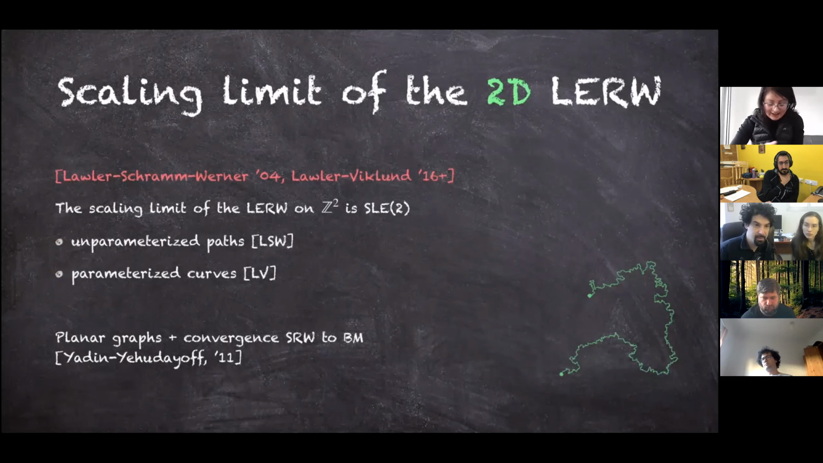And I think Ariel Yadin is around, and also with Yehuda Yov, they proved that not only for Z^2, but you can prove this converges for planar graphs as long as the simple random walk converges to Brownian motion, which is a natural assumption. So if you already have that the simple random walk in the scaling limit converges to Brownian motion for any planar graph, there is this universality that the scaling limit of the loop-erased random walk is SLE2.